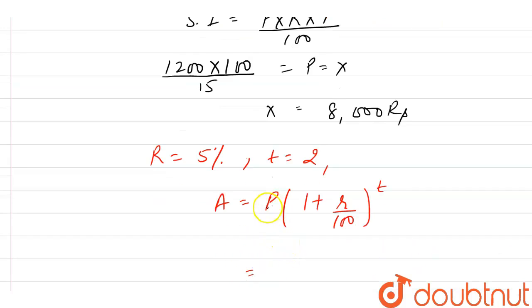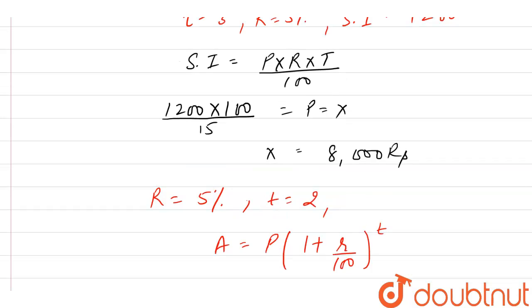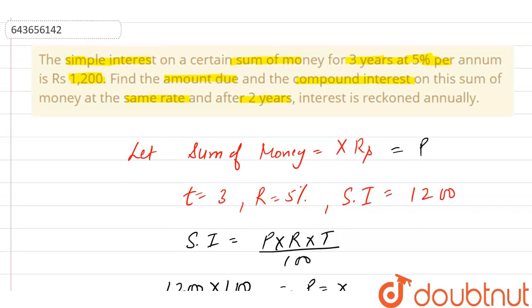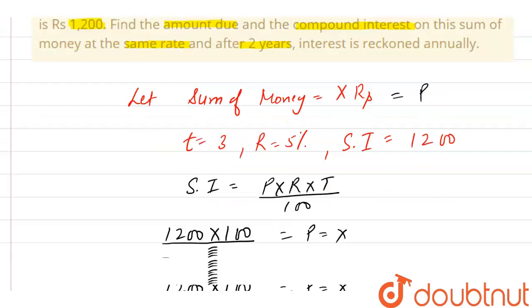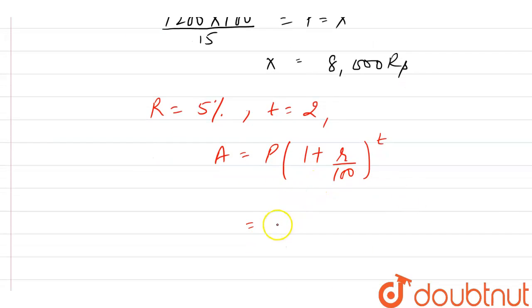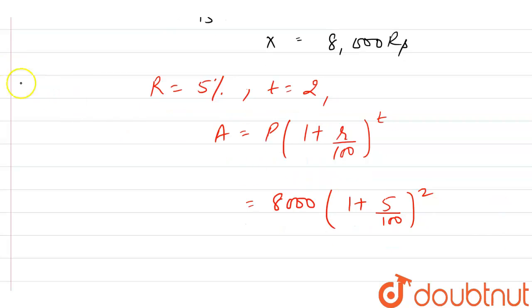So now here the value of P, that is the principal amount, as the question says on this sum of money, so we can say that the principal amount is 8000. So 8000 into 1 plus the rate which we have is 5%. So 5 by 100 whole raised to power T, that is 2. So whole raised to power 2. Now if we solve this, then this 5 gets cancelled with this 100 at 20. So it is 21 by 20 whole square, and we know that here it is 8000.